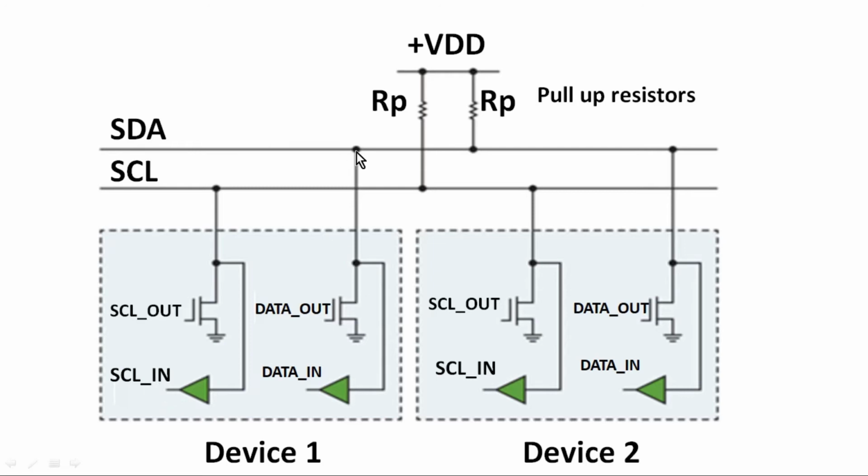In the same way, this SDA line is connected to the drain of this NMOS, and the gate of this NMOS is driven by the logic, and let us name this signal data_out. And the same SDA line is connected to an input buffer as well, which is driving the logic. Same are the connections for device 2 as well.